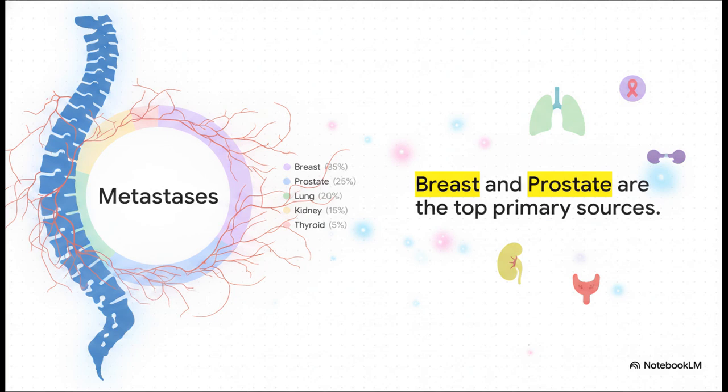Listen, secondary metastatic carcinomas outnumber primary bone malignancies by a massive margin. The top primary sources in descending order are breast, prostate, lung, kidney, and thyroid carcinomas. And the axial skeleton, especially the spine, is the absolute prime target here, all thanks to Batson's venous plexus.